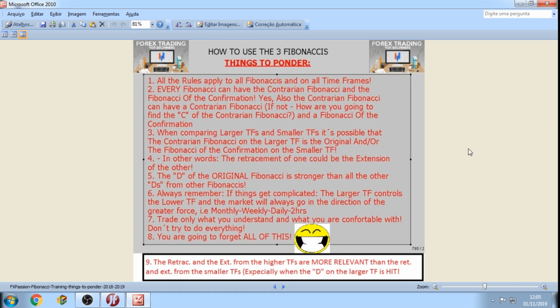Number four, in other words, the retracement of one could be the extension of the other. This is so important in Fibonacci trading. The retracement of one could be the extension of the other.